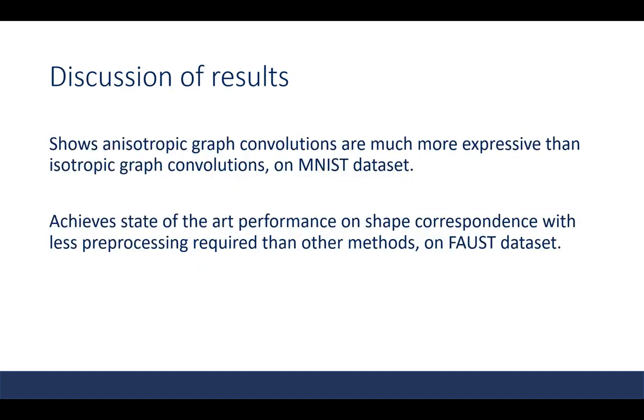And so ultimately, we show that we can simply and elegantly achieve better performance than other methods on the Faust shape correspondence task. And they also show that it is more expressive than the regular isotropic graph CNNs on an embedded MNIST dataset. Great.